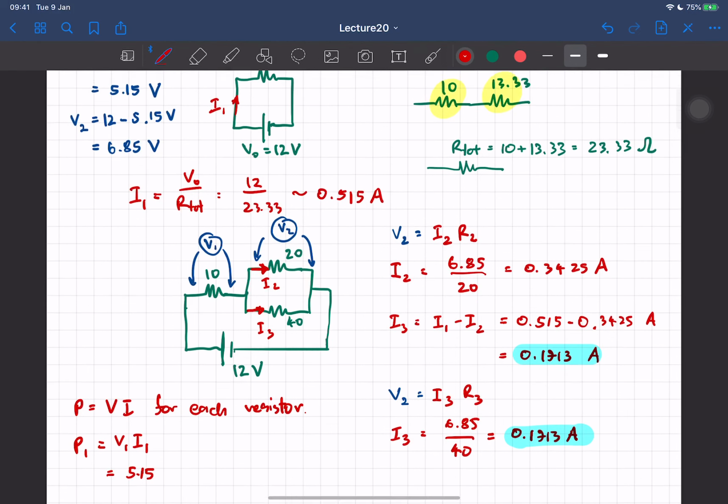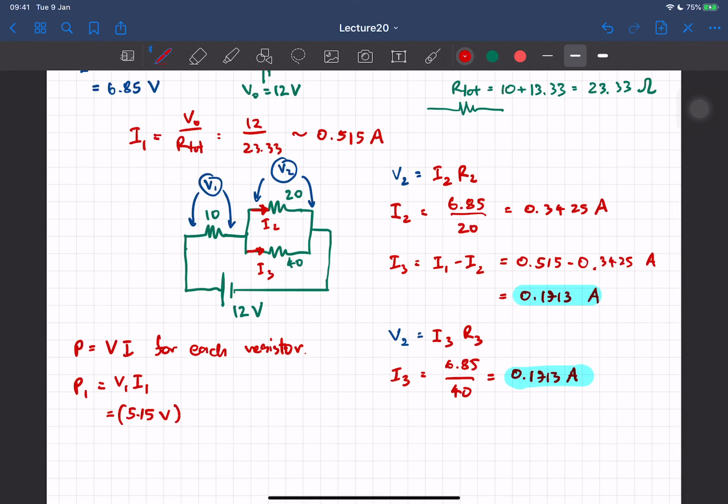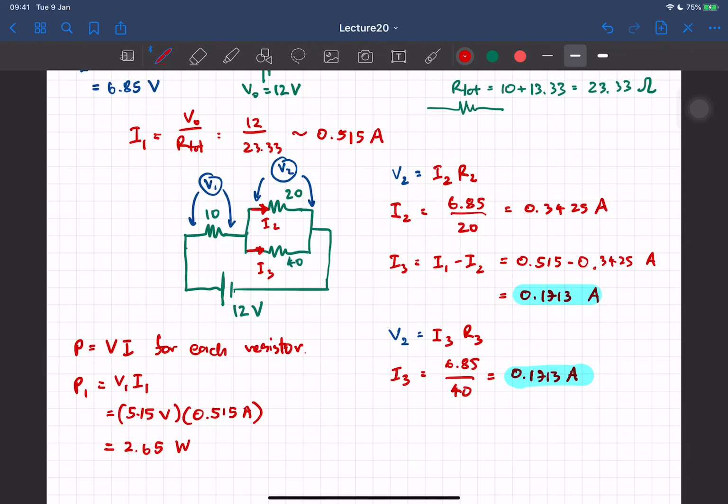So that's going to be simply 5.15 volt times the current, which is 0.515 amps. Right, and then if you calculate this, you're going to get 2.65 watts. Okay, so that's going to be the power loss for this resistor R1. And I'll leave this for you to check by yourself. You can re-express this one using Ohm's law. So it can be V squared over R1 or equal to I squared times R1 like this. And you're going to see that you get the same answer no matter what formula you use.